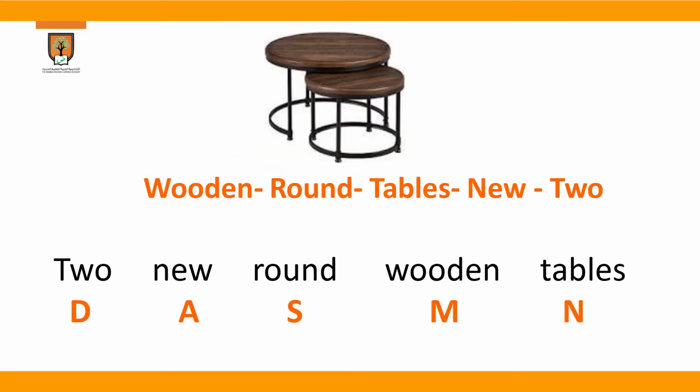So, as you guys see in the picture, we have wooden tables. So the words wooden, round, tables, new, and two. We need to put them in the correct order. Can I put them in the correct order, Nihad? Go ahead, why not? 2 new round wooden tables. There you go. Because 2 stands for the determiners and they come first. The new stands for age, round for shape, wooden for material, and then last, the noun tables.